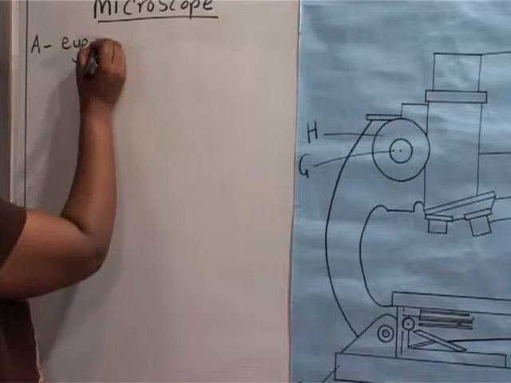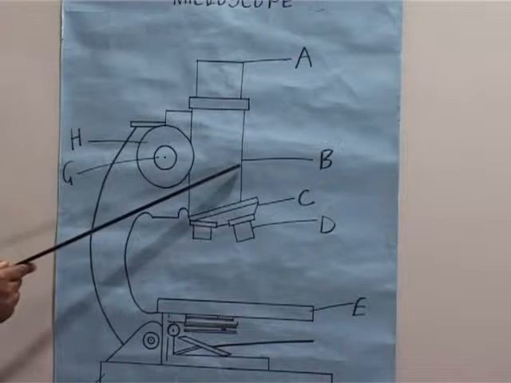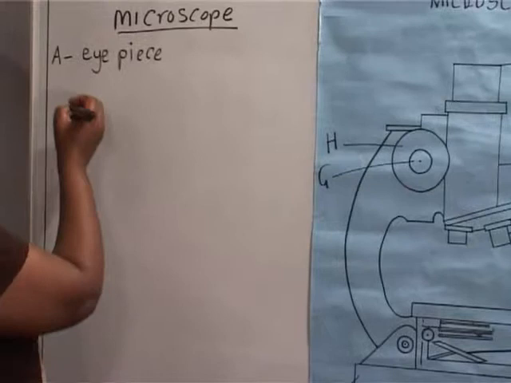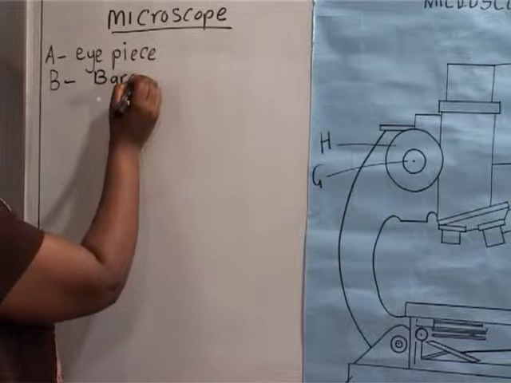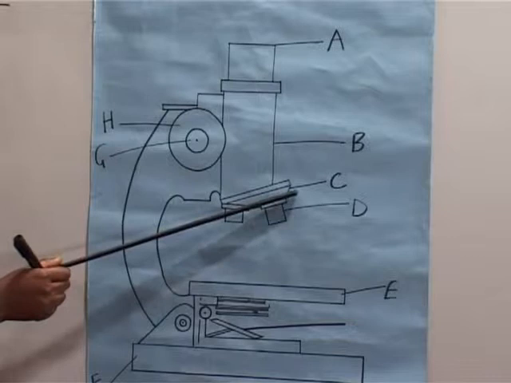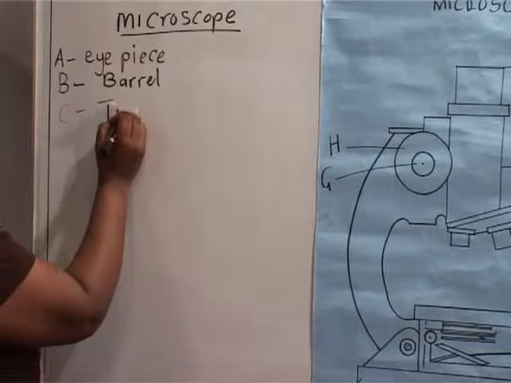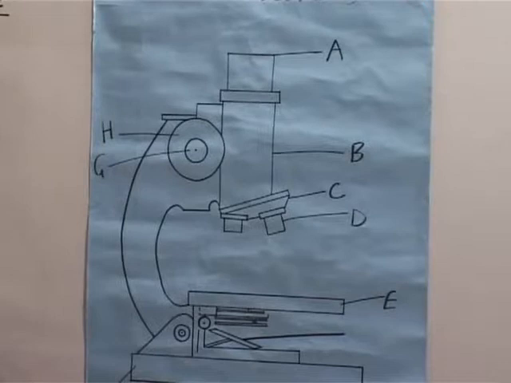What is part B, learners? Part B is here. Very good. Part B is barrier. So we write B, barrier. Let us go to C. What is part C? Very good. Part C is called turret. You are doing fine. Let us go further.